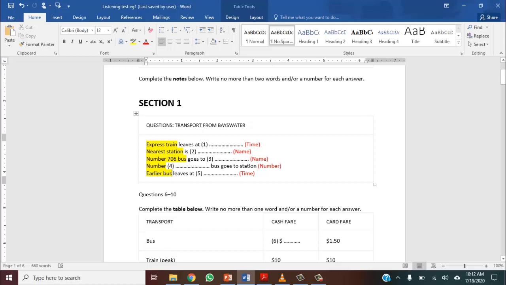Then come to question number 4. Question number 4 says that number dash bus goes to the station. So this must be a number of a bus. So you should carefully listen to the recording so that you can hear the number. Question number 5 says that earlier bus leaves at dash. This must be a time. And therefore you should carefully listen to the recording to get the answer right. Now we play the recording.